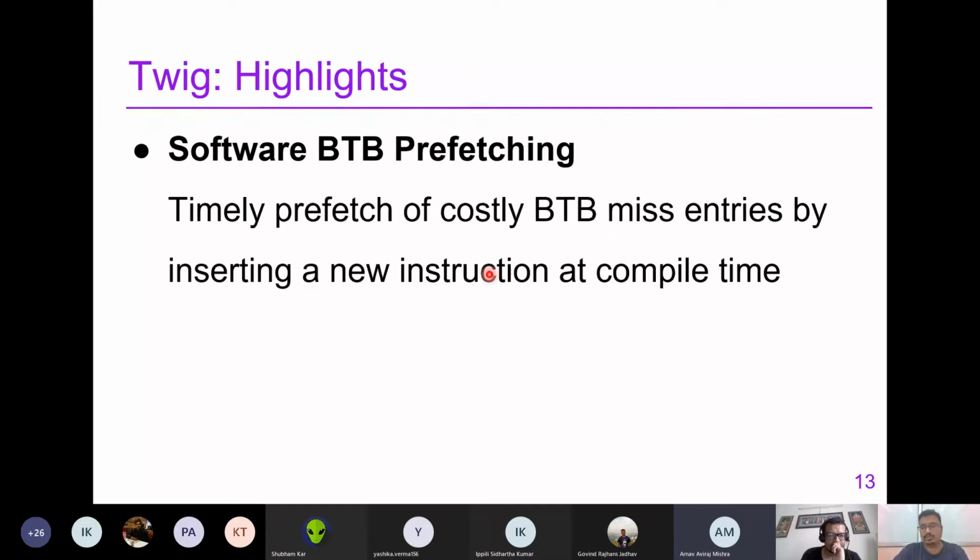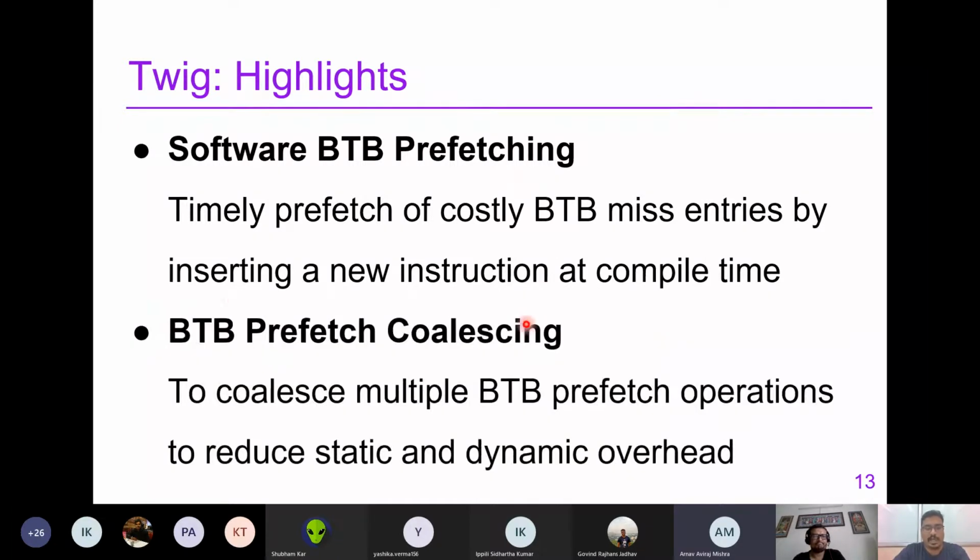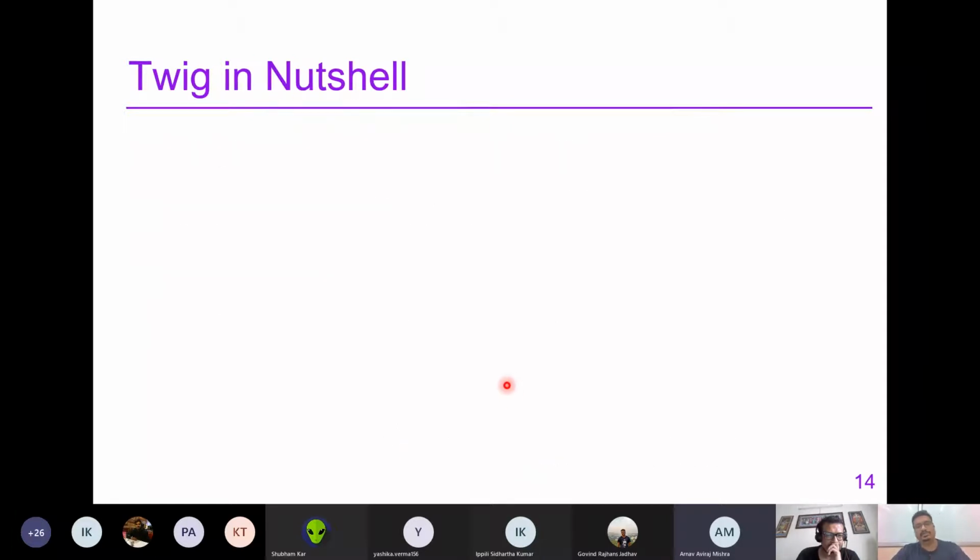And so Twig basically uses software BTB prefetching to timely prefetch costly BTB misses by inserting new instructions during compilation. And BTB Prefetch Coalescing is another contribution, where they are coalescing, combining multiple BTB prefetch operations to reduce static and dynamic instruction overheads.